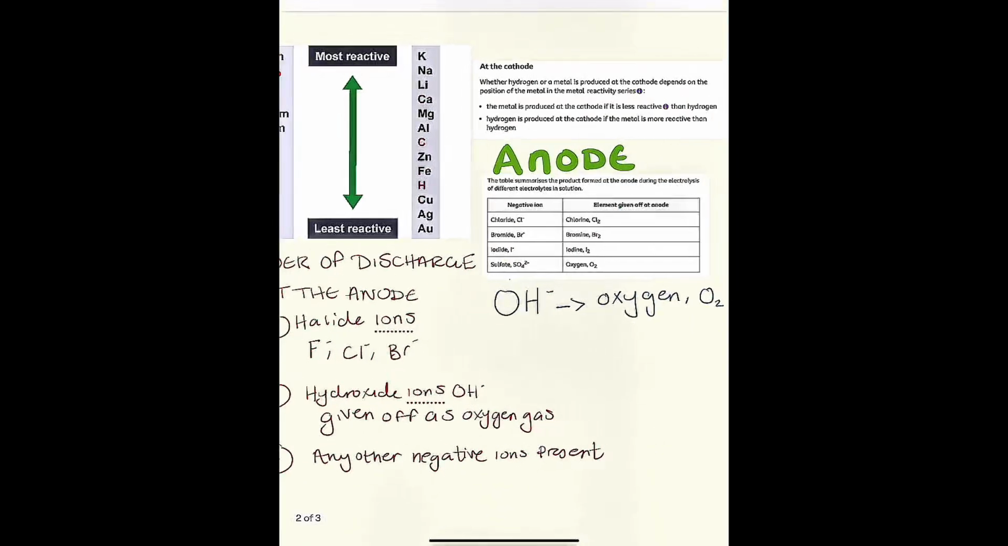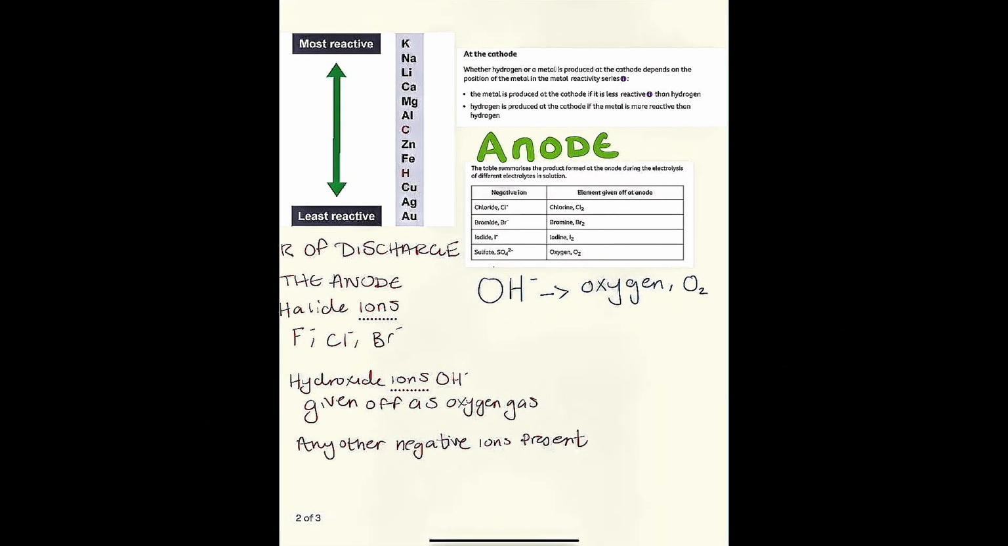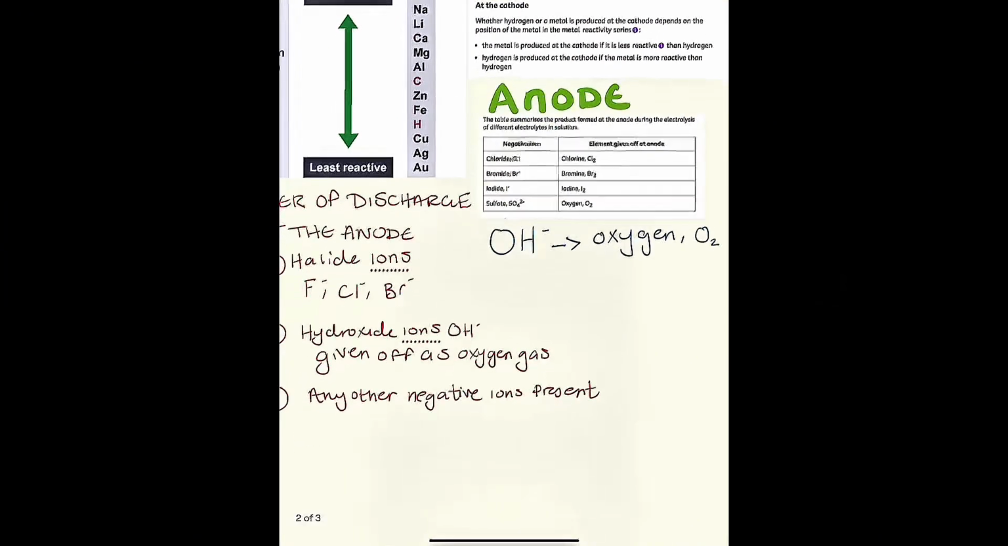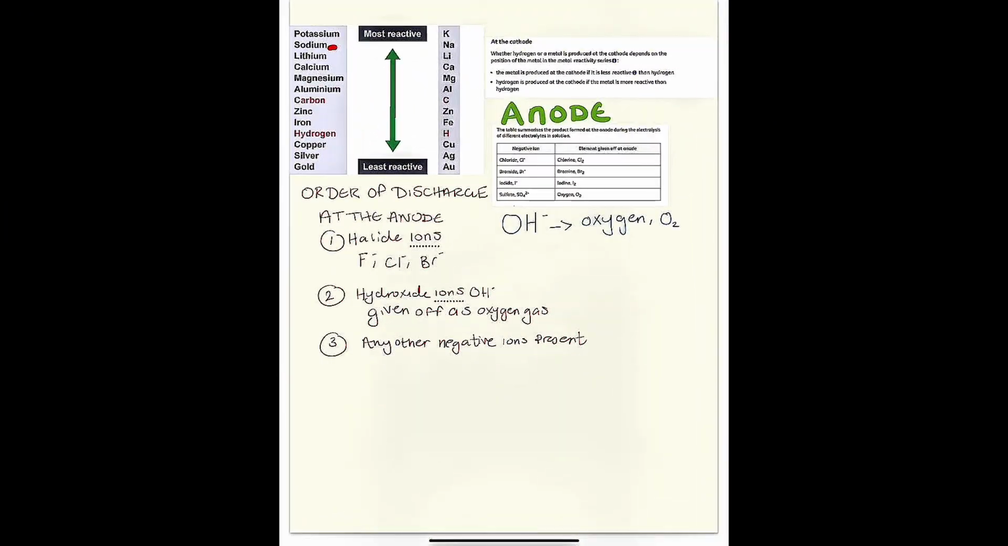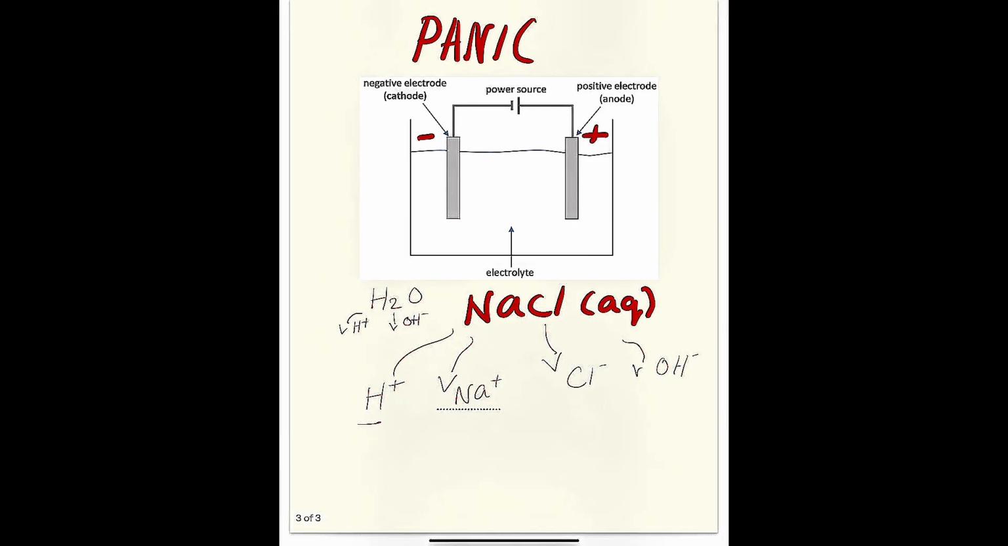So we can see over here, it says hydrogen is produced at the cathode if the metal is more reactive than hydrogen. And if that is the case, sodium is more reactive than hydrogen. So what's going to be made at the cathode is going to be hydrogen gas. So this one is going to be made over here. Just remember, you need to know this rule for the cathode.